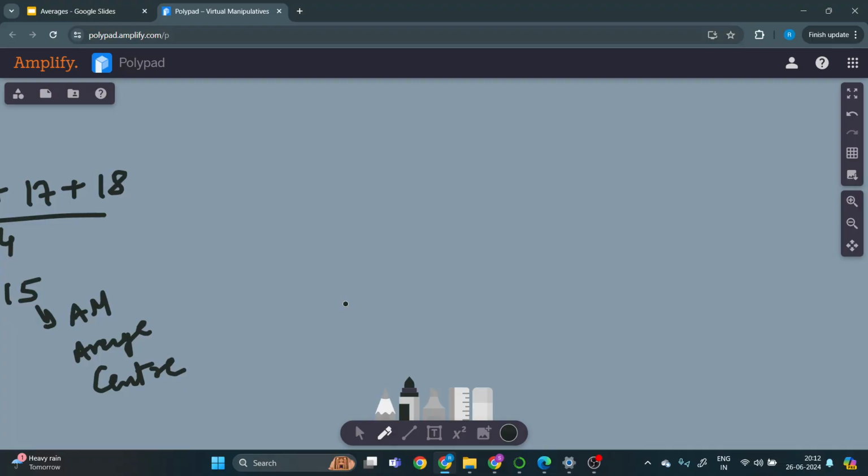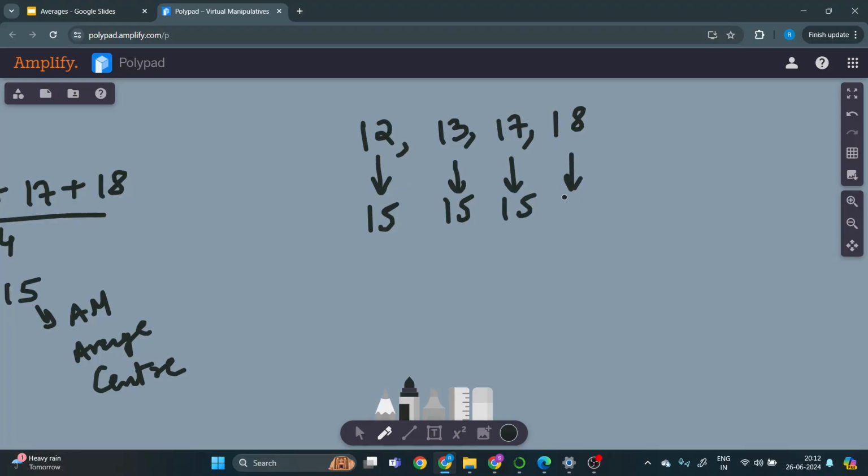So what were the four numbers? 12, 13, 17, 18. And what was their sum? Their sum was 60. I replace 12 by 15. I replace 13 by 15. I replace 17 by 15. I replace 18 by 15. And now I add these numbers. The sum is still 60.